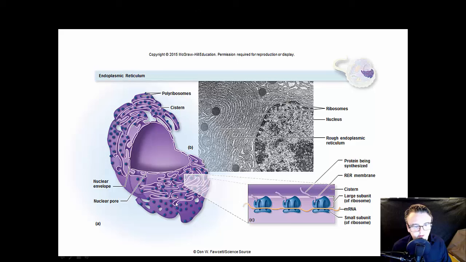So these are two functions here connected to the nucleus. This is focusing mostly on the rough section, and here you can see those ribosomes, which is what they would look like if you got real close to it.